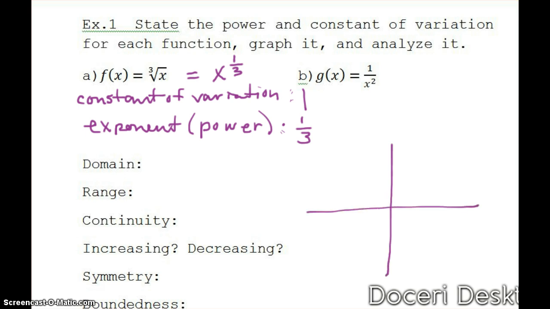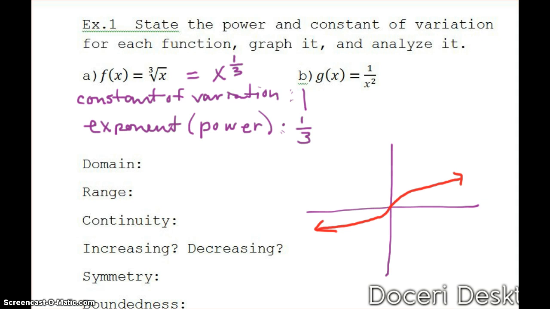We have our coordinate plane, and then the graph of this would look like something like this. Very similar. Again, if you have a graphing calculator, go ahead and graph the cube root of x and take a look at the graph of that. And then we're going to go over just the different parts of the graph, and this is the part where we analyze it.